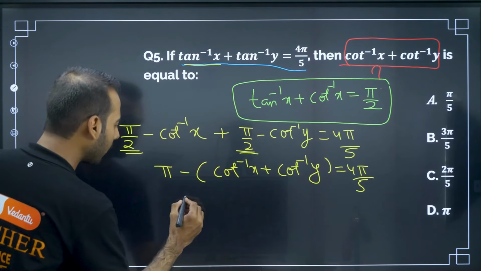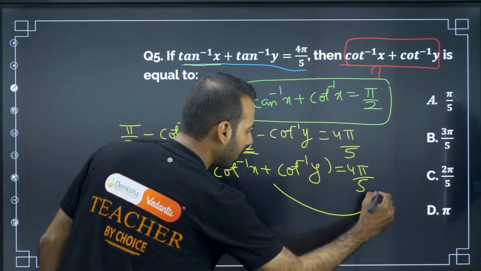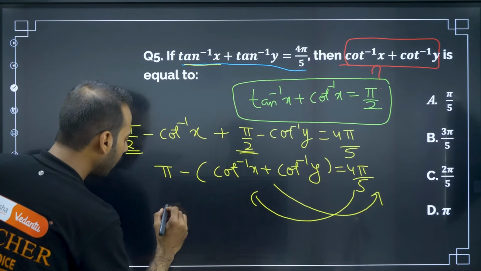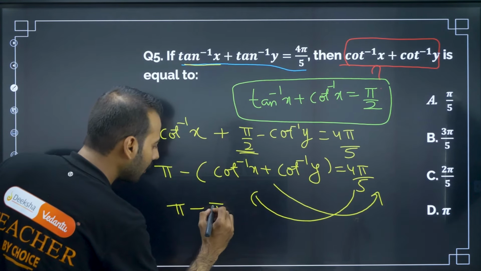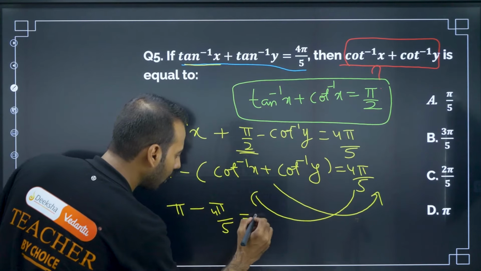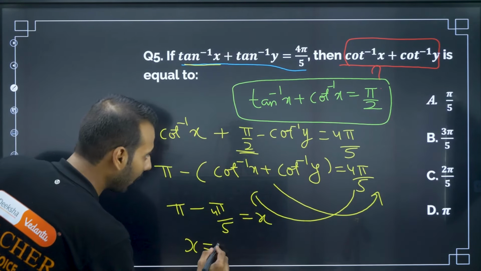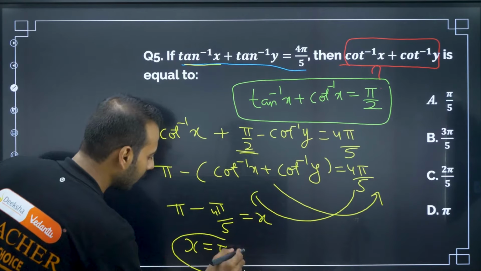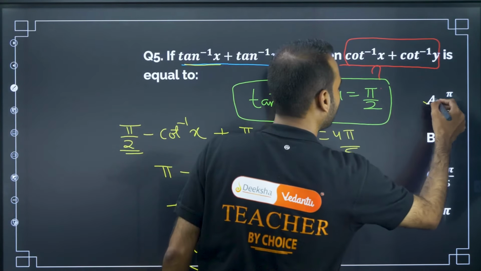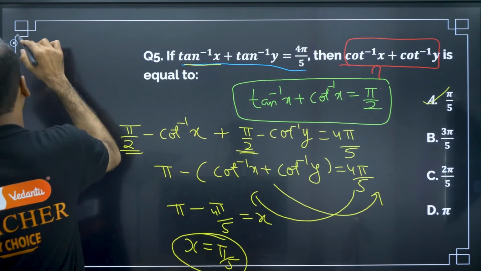Pi minus 4 pi by 5, if I transpose this to that side, here I will get pi minus 4 pi by 5 is equal to whatever this is. I will name this as x. So x is equal to pi by 5. So the answer is pi by 5.